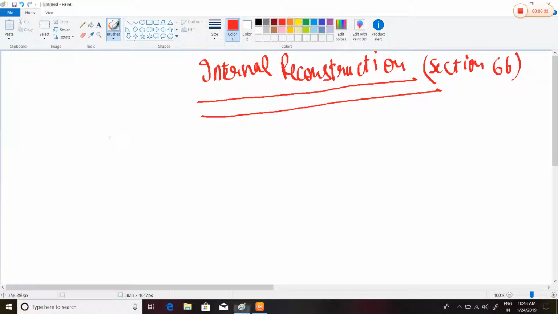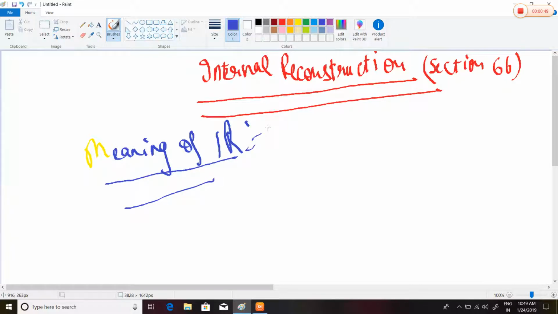Firstly, what is the meaning of internal reconstruction? First, I'm going to discuss this. Okay, for books, there is only one and only practice manual, whether you are in the old course or even the new course, practice manual and the study material only, and no other book than that. Okay, what is the meaning of internal reconstruction?